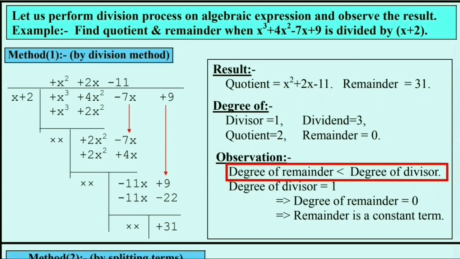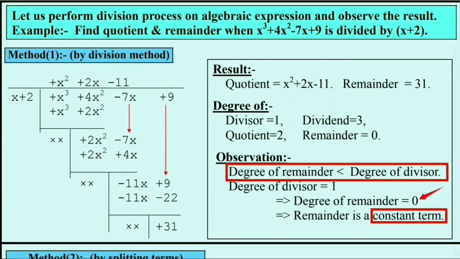Let's observe here something very important. We find here if the degree of the divisor is 1, then the degree of remainder obtained is 0. So the major observation here is the degree of remainder obtained is always less than the degree of the divisor. And since the degree of remainder is 0, hence the remainder is a constant term.